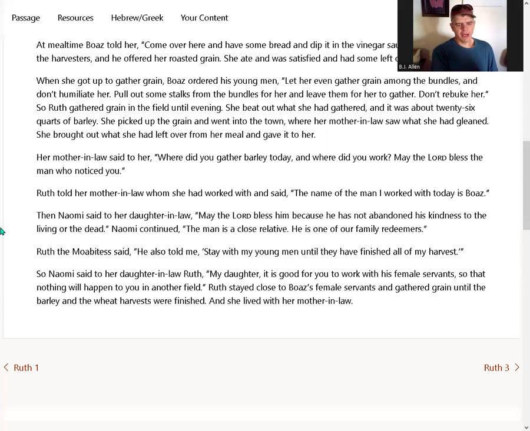Ruth the Moabitess said, "He also told me, 'Stay with my young men until I've finished all of my harvest.'" So Naomi said to her daughter-in-law Ruth, "My daughter, it is good for you to work with his female servants, so that nothing will happen to you in another field." Ruth stayed close to Boaz's female servants and gathered grain until the barley and wheat harvest were finished. She lived with her mother-in-law.